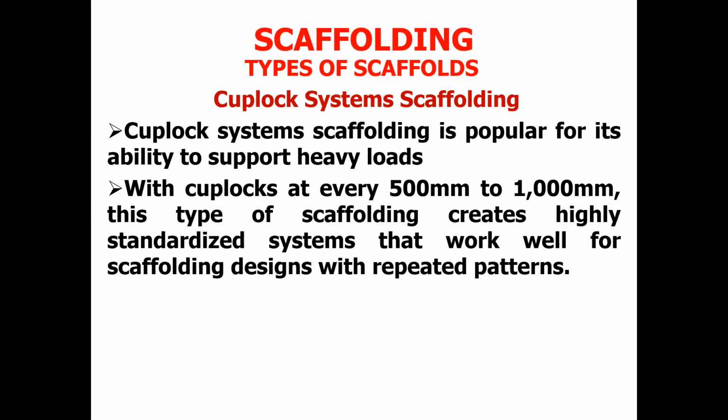Now, another popular type of system scaffolding is called cuplock systems scaffolding. This type of system scaffolding is popular for its ability to support heavy loads. With cuplocks at every 500 millimeters to 1000 millimeters, this type of scaffolding creates highly standardized systems that work well for scaffolding designs with repeated patterns. It is this repeating of the same patterns that gives it the name systems scaffold.